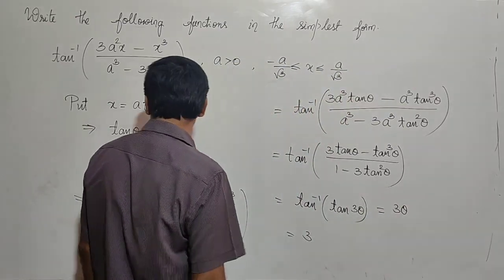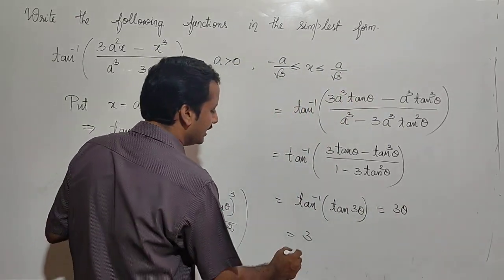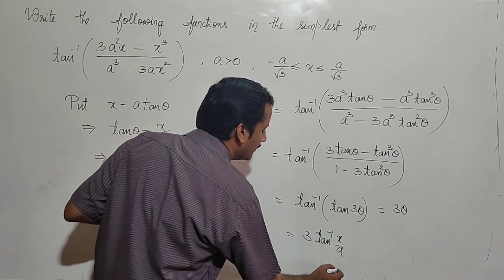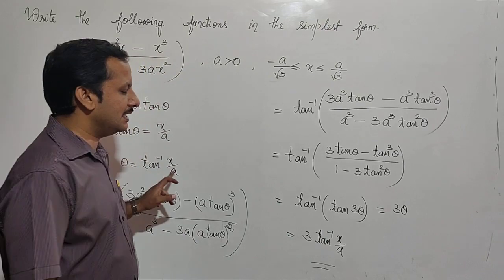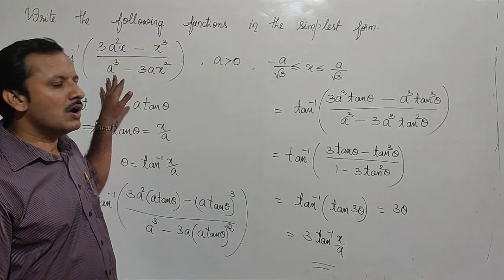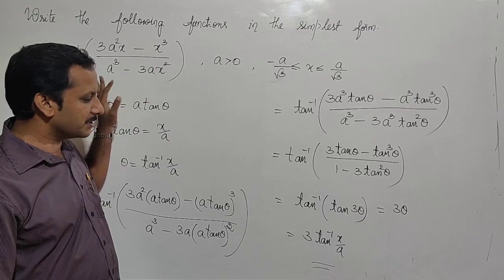Okay, 3 into what is theta? Theta is tan inverse of x by a. So 3 tan inverse x by a. This is the simplest form of this expression.